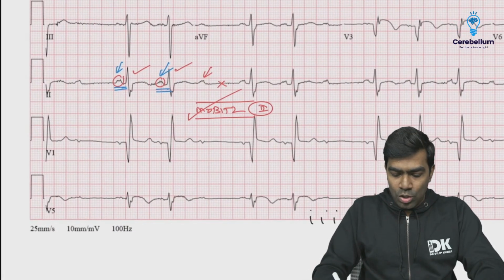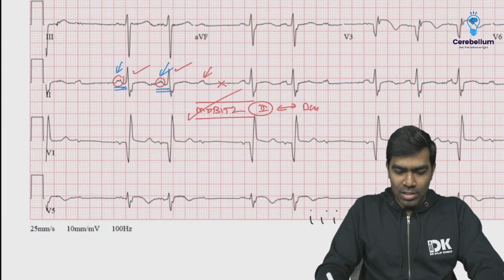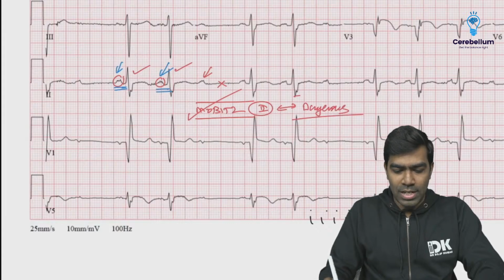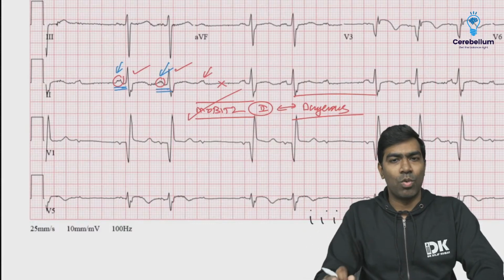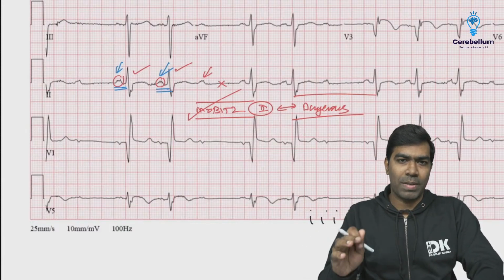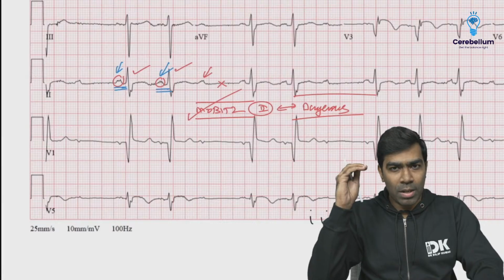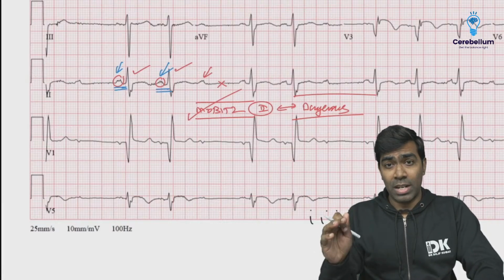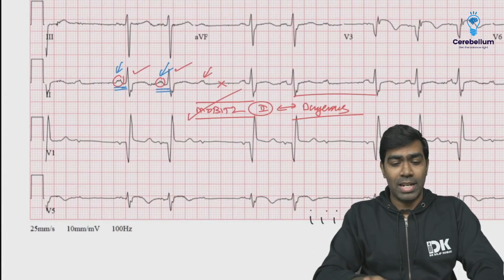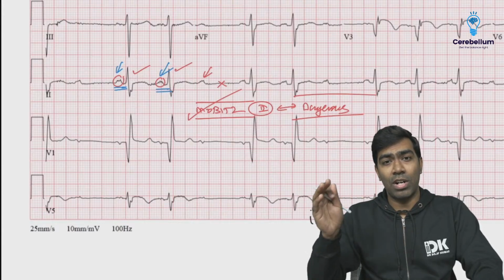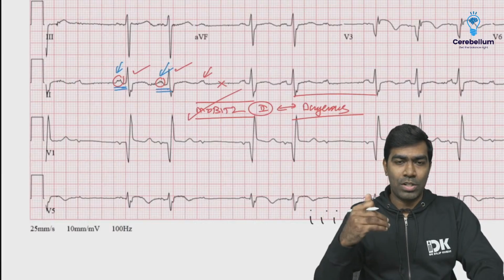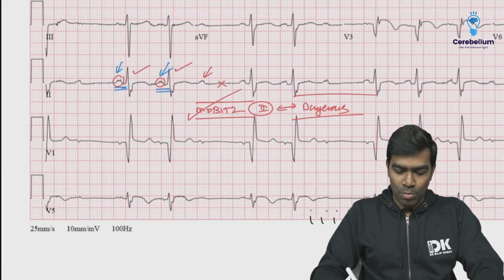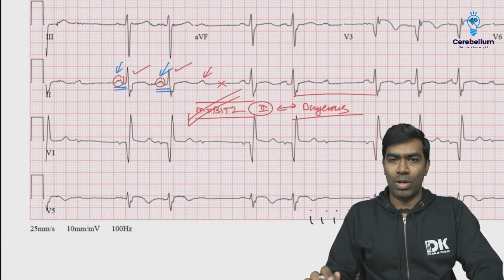And remember, Mobitz 2 is the one that is dangerous. If they ask you whether Mobitz 1 or Mobitz 2 is dangerous, always trust me, Mobitz 2 is the more dangerous one, because most patients with Mobitz 2 will be hemodynamically unstable. And most of the time, there is a high chance that Mobitz 2 can get converted to a complete heart block. That's why Mobitz 2 is more dangerous than Mobitz 1 block.